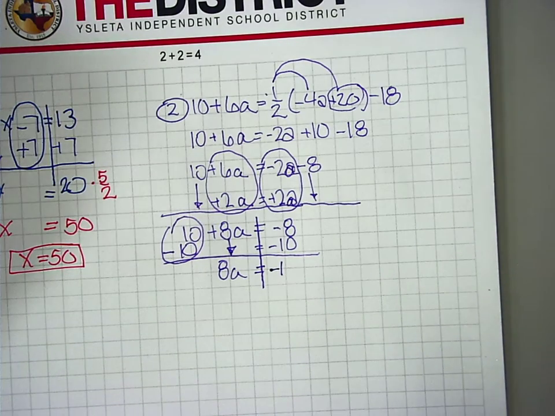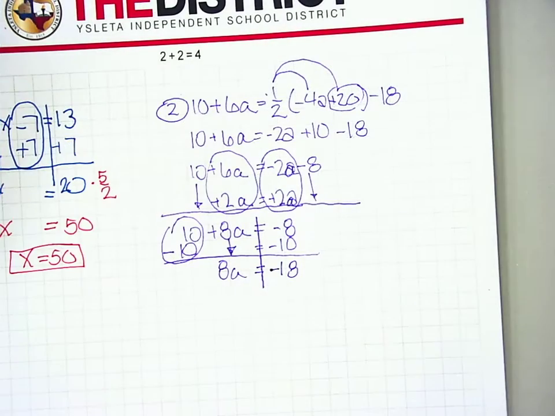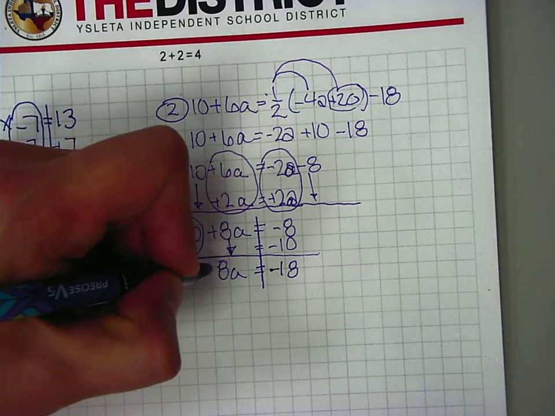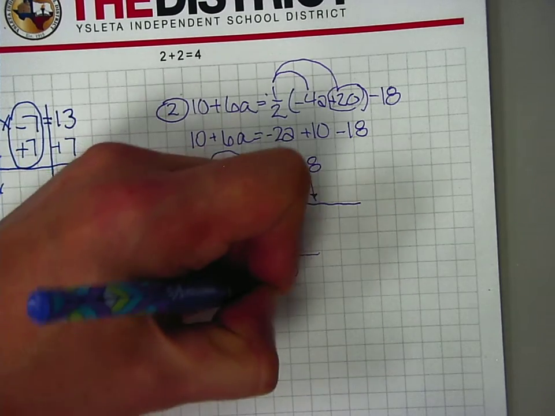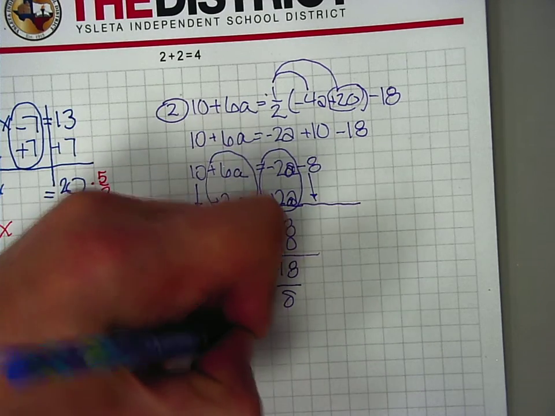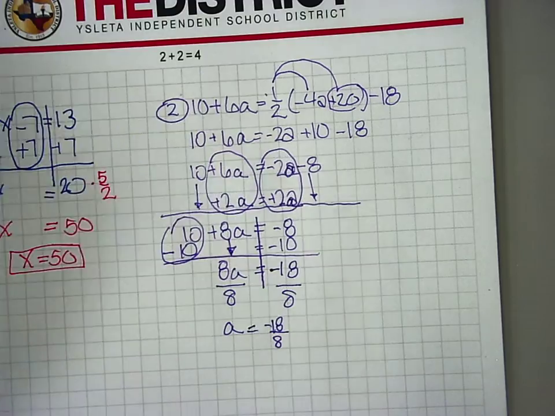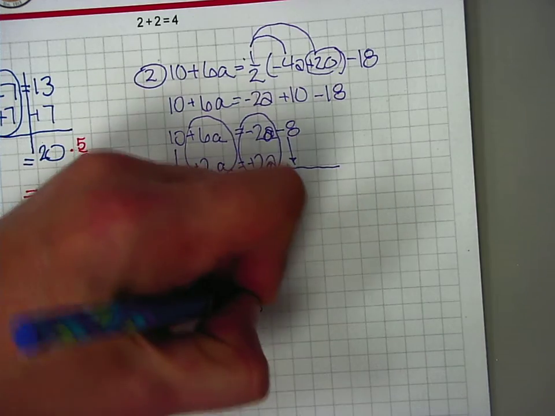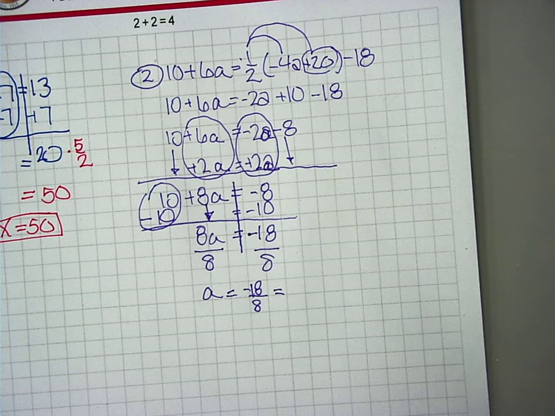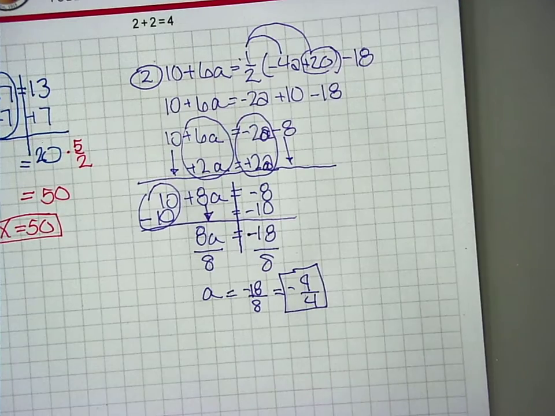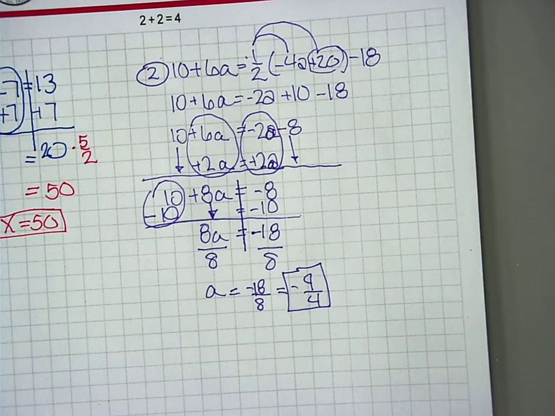I feel like there's something wrong here. Let's keep going. Negative 18. And then I'm going to go ahead and divide both sides by 8. Make it a equals negative 18 over 8. There we go, I see what's happening. But my answer key says negative 9 over 4. So I have to simplify this fraction. 18 and 8 are both even numbers, so if I cut them both in half, I get negative 9 over 4. And that does work with our answer. So that's how you solve number 2.